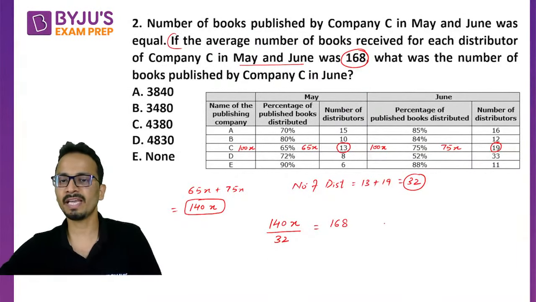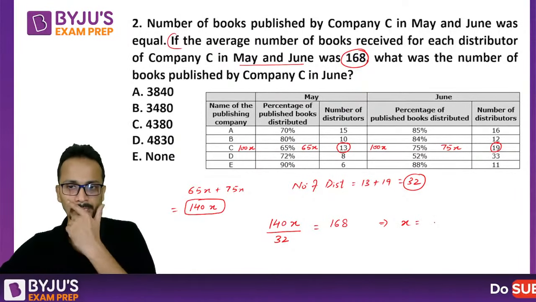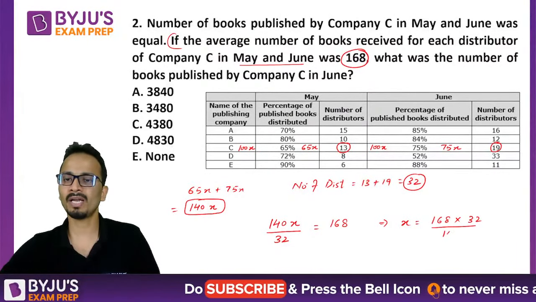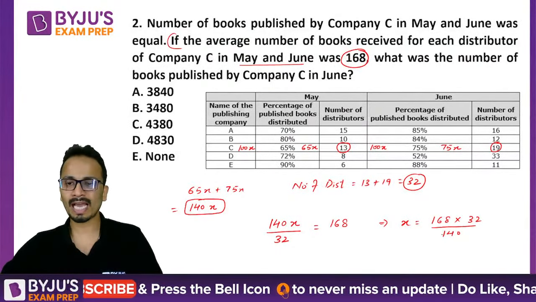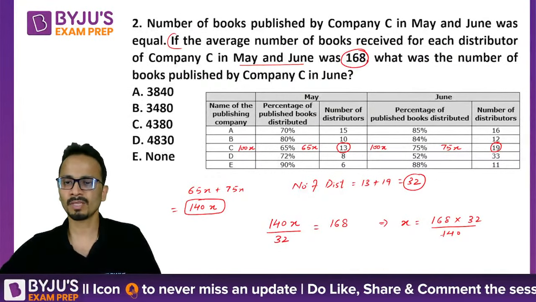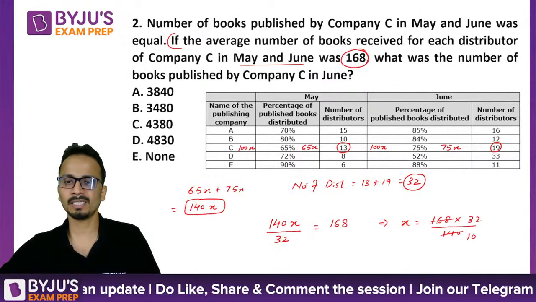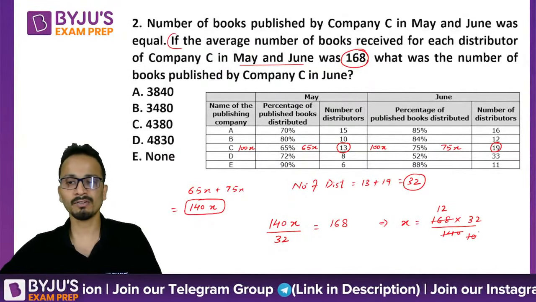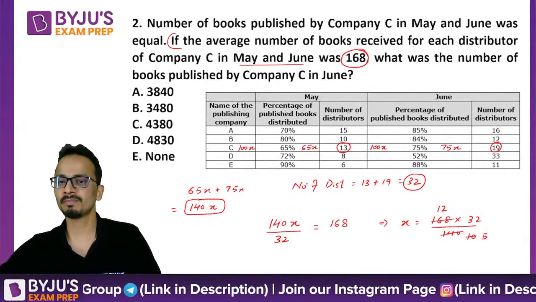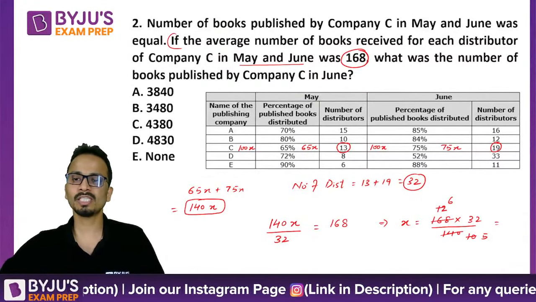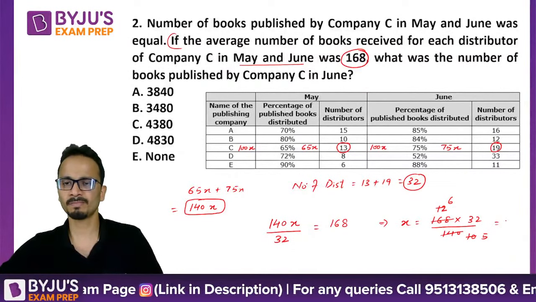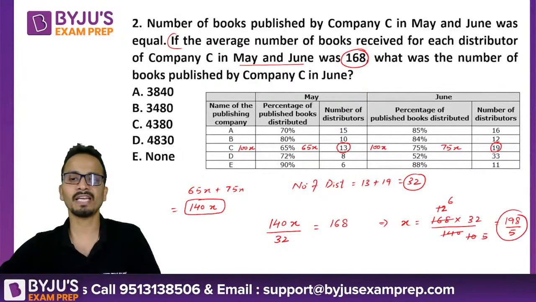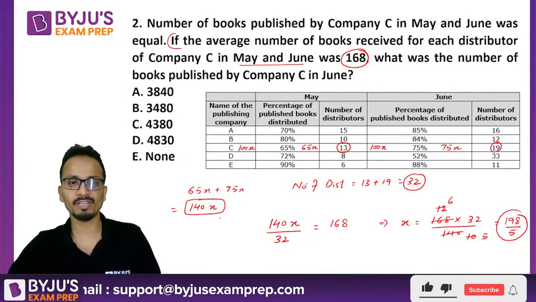So from here I will get the value of x. What will the value of x be? 168 multiplied by 32 divided by 140. Now let's do the calculations. First, 14 will cancel, so this will be 10 and this will be 12. Then further 10 cancels, 5 and 2 cancel, so 5 comes here, and this will become 6. So 32 into 6 divided by 5. 32 into 6 is 198, divided by 5. So 198 divided by 5 is the value of x that we have received.